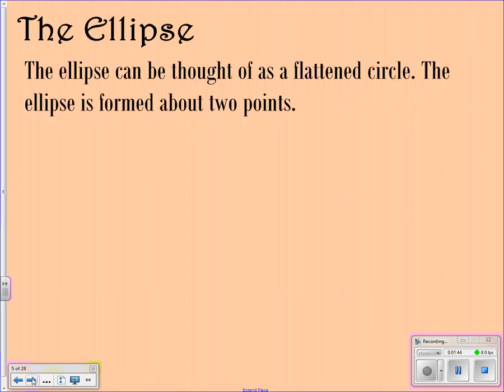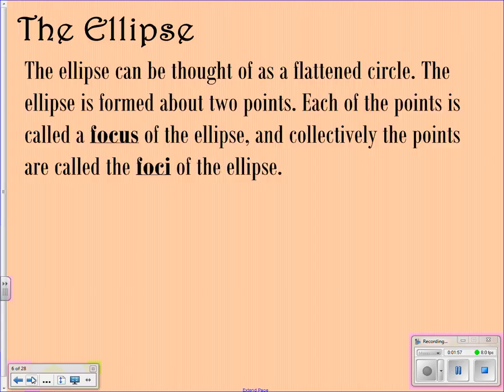The ellipse is always going to be formed about 2 points. So you're going to have 2 points, and that's going to be the basis around which you form your ellipse. Each of the points is called a focus, and collectively they are called the foci. So foci is the plural of focus. But the 2 points that you use to make your ellipse are called the foci.